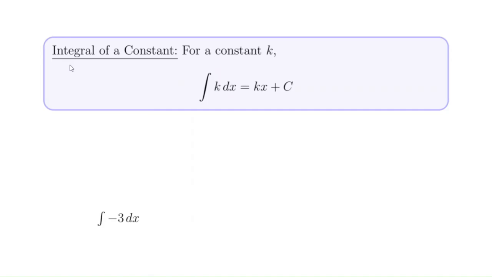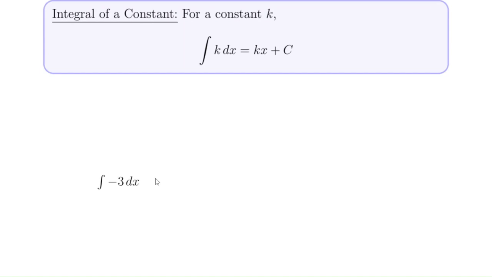So that brings us to this rule, the integral of a constant. Well, for any constant k, the integral of k dx is going to be kx plus c. So as a quick example, the integral of negative 3 would be negative 3x plus c.